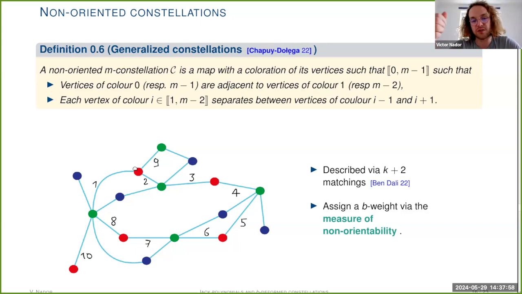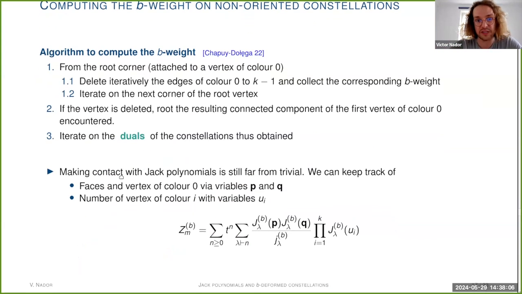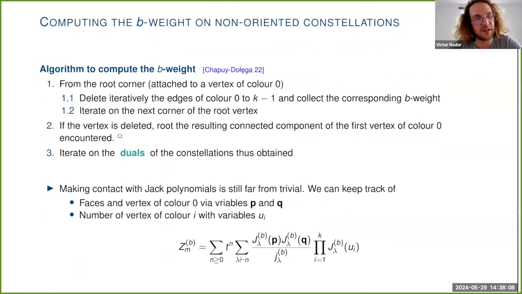And so now I want to iterate the algorithm, but I need to iterate it on the dual of the constellation that I obtained. And so you can see this is why it makes the identification, I mean, this connects to the difficulty that I mentioned earlier of the B weight not being invariant via duality. And so for this reason, actually making contact with the Jack polynomial is really non-trivial.